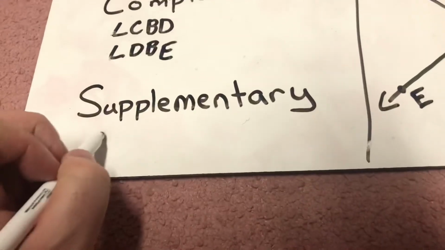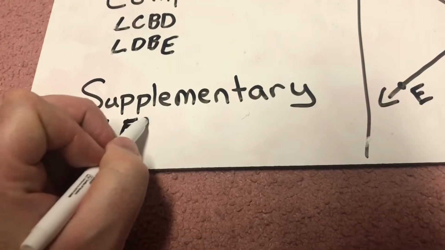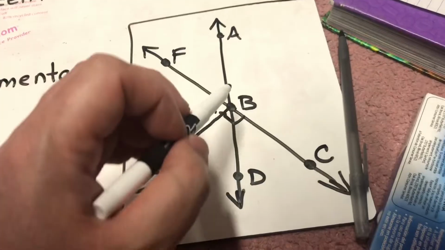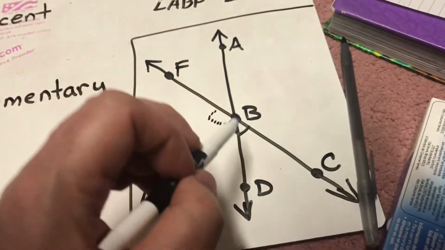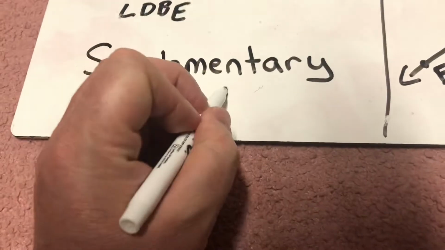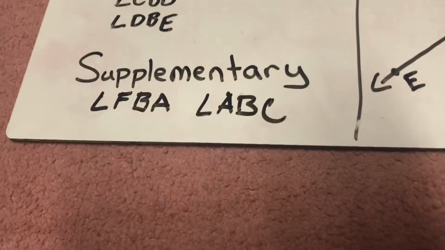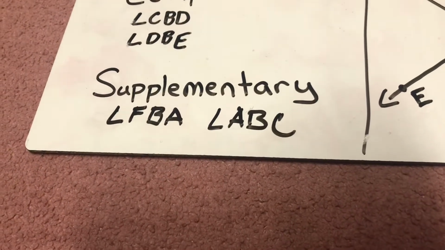So angles FBA and angle ABC would be considered supplementary. All right.